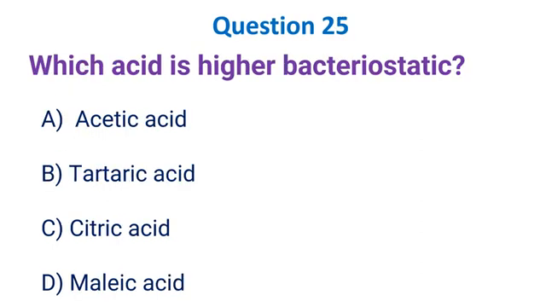Question number 25. Which acid is higher bacteriostatic? Options are option A acetic acid, option B tartaric acid, option C citric acid, option D malic acid. And the correct answer is option A acetic acid. At a given pH, acetic acid will have a higher bacteriostatic effect because under comparable conditions of acids, this acid, that is the acetic acid, dissociates less than the other acids such as lactic acid, citric acid, tartaric or malic acid.